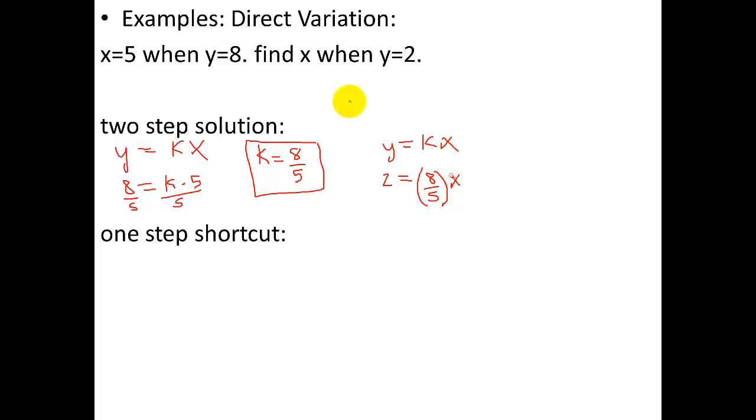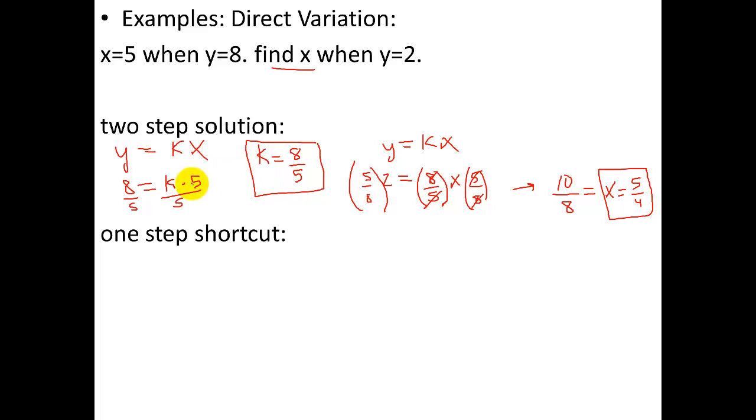And I'm looking to find x. So to solve this equation, I have to multiply both sides by 5/8. Right? Here the 5's cancel, the 8's cancel, and I have that 10 over 8, that's 5 times 2 is 10, over 8. You can think of this as 2 over 1 equals x, and I can reduce 10 over 8 to 5 over 4.